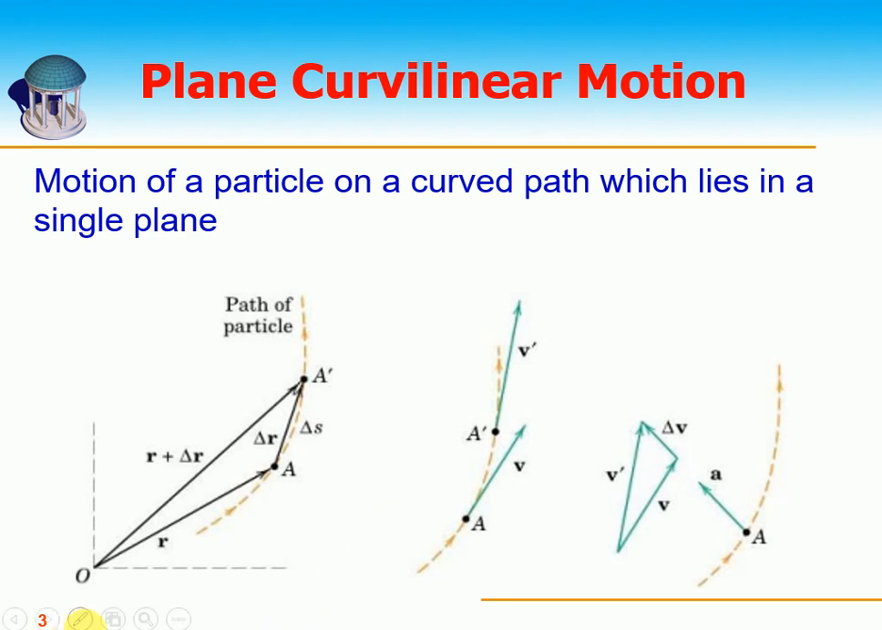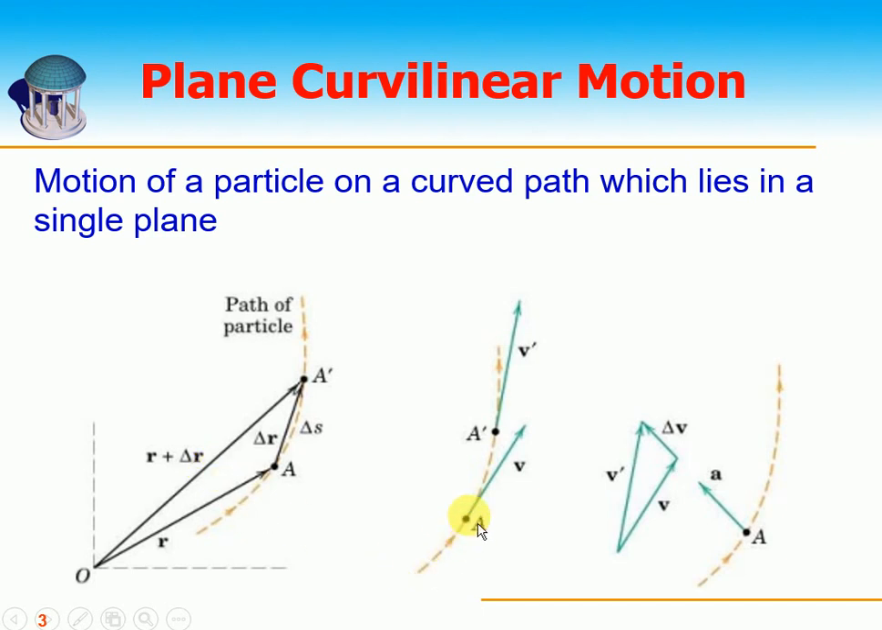If you see, this is the x coordinate and this is the y coordinate, and this is any point A at a radius r. Now it moves on the curved path, moving a distance of delta s, from point A to point A dash. This is the path of the particle, and now the new radius is r plus delta r. Because points A and A dash are very close to each other, the change is delta r, and of course the velocity along this curved path will be delta r by delta t.